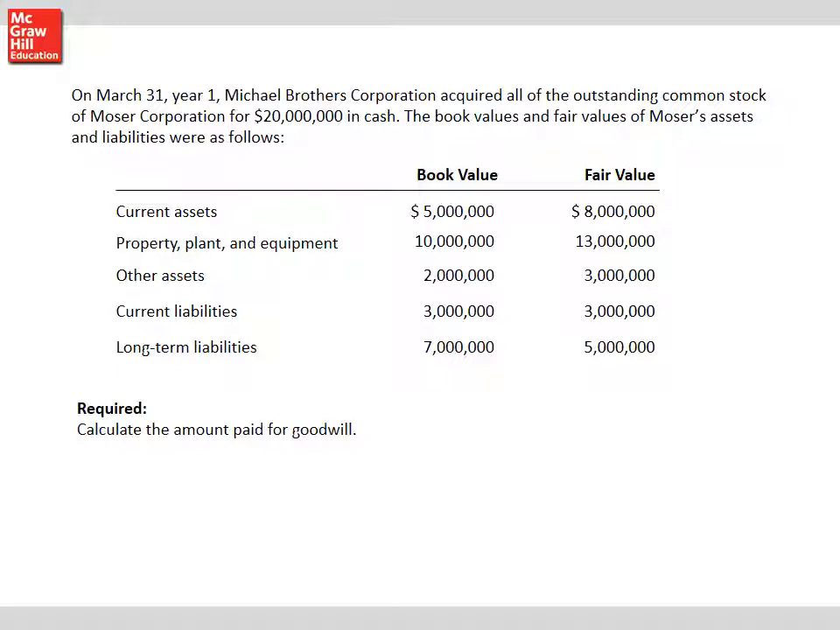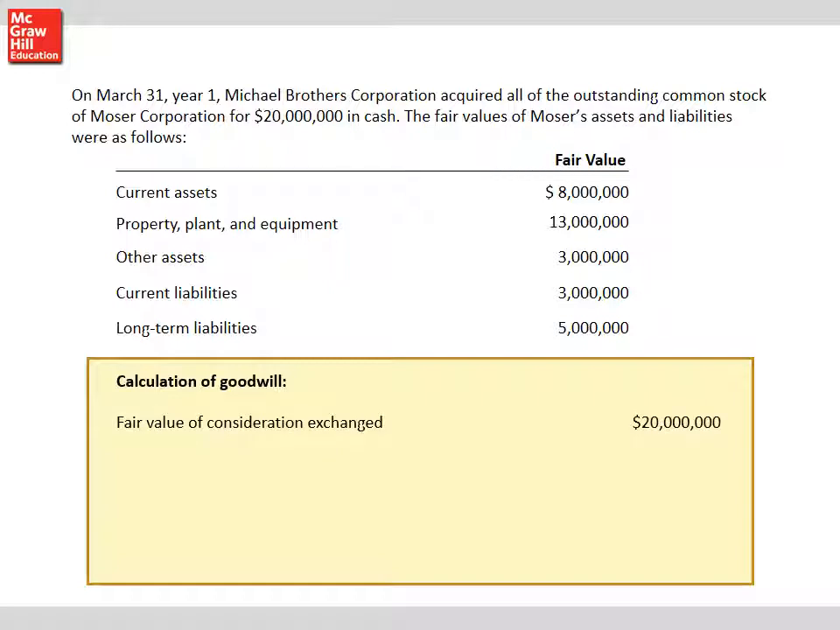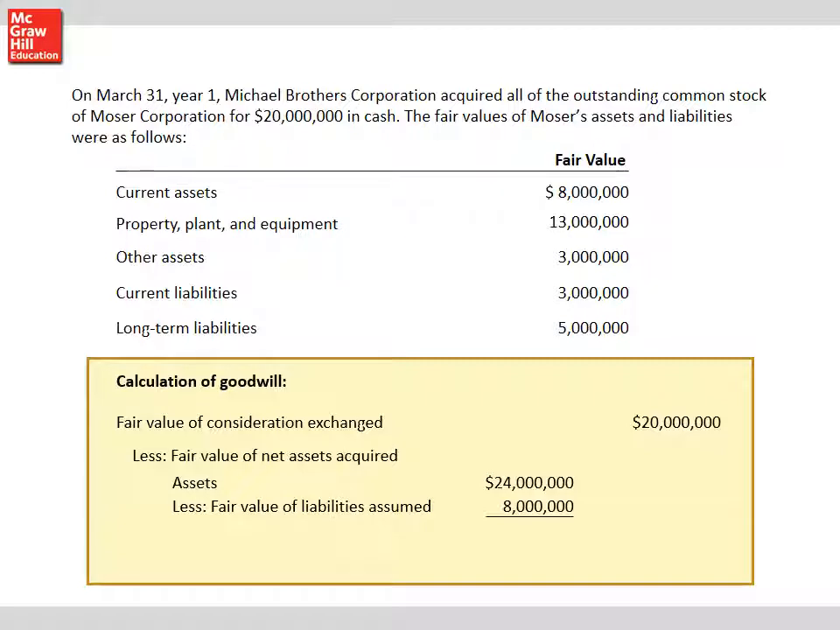Well, in this circumstance, first of all, to calculate goodwill, we first look at the fair value of the net assets. Net assets being assets minus liabilities. So the net assets would be $24 million minus the fair value of the liabilities of $8 million. So the $8 million plus the $13 million plus the $3 million would give you the $24 million, minus the current plus long-term liabilities, $16 million.